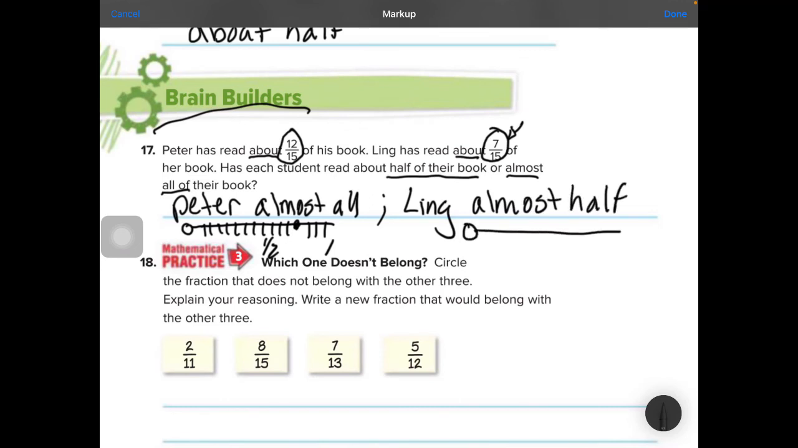Here's our 0. 1, 2, 3, 4, 5, 6, 7. Let's see, our halfway mark will be about right there. 7 is going to be right there. 8, 9, 10, 11, 12, 13, 14, 15. There's our whole number. So you can see that Ling, her little dot, is closer to almost half.